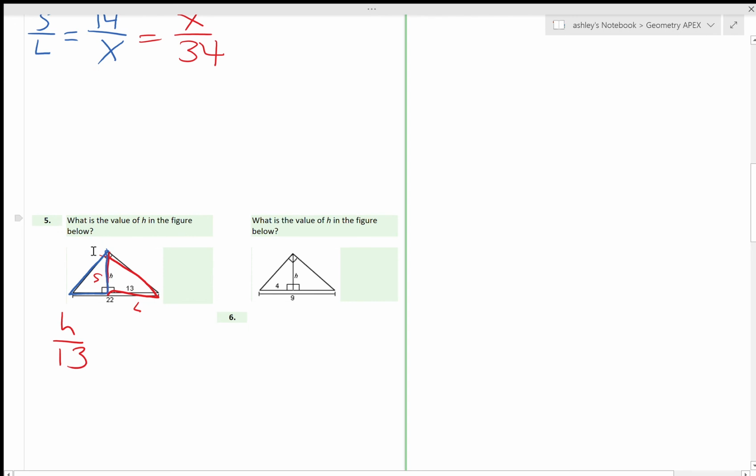So you may be asking yourself, well, how do I get this other side? Well, I'm going to do 22 minus 13, which will equal 9. Okay? So this side's 9. This is my smaller of the two sides, and h now is my larger. So you should always have the h's being on opposite top and bottom. And you'd cross multiply and solve that out.